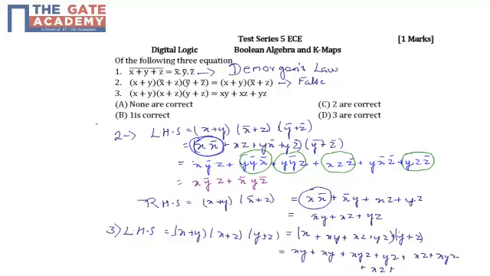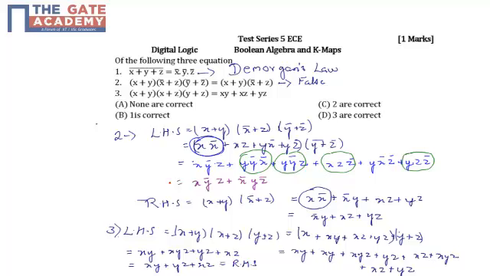Solving this further, what we get is we have xy, again we have two terms of xyz, two terms of yz, and again we have terms of xz. Now this can be reduced either by this or by this. So finally what we will have is xy plus yz plus xz. Yes, that is nothing but our RHS.